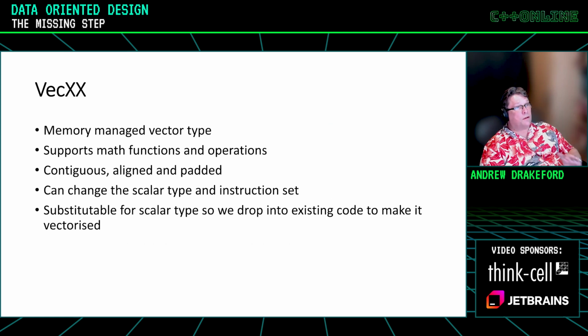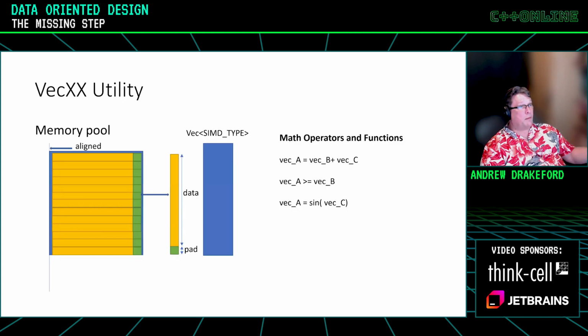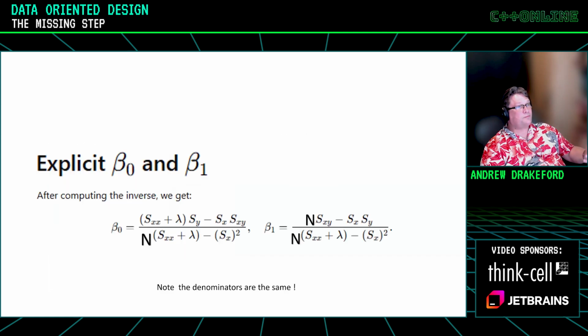The key vector is called a vecx object. Again, it supports math operations, contiguous, aligned, padded, all the really good stuff that we were saying earlier that we want the processor to be able to operate at maximum speed with. Here's a memory pool that we have with all these aligned vectors. And this is the expression that we want to evaluate. Explicit beta 0 and beta 1 is given by these two equations. Note that the denominators are the same.